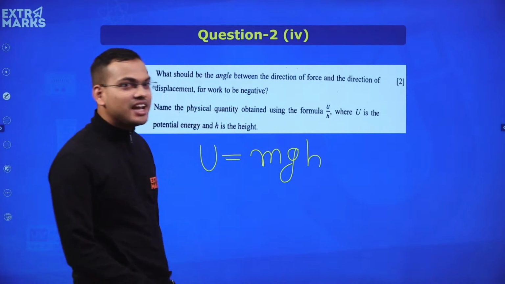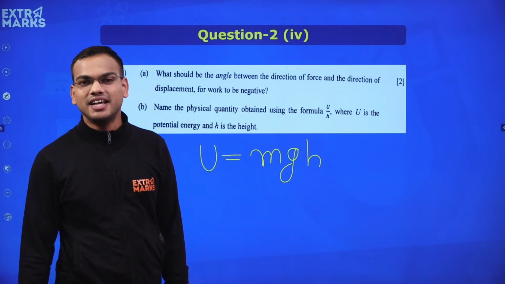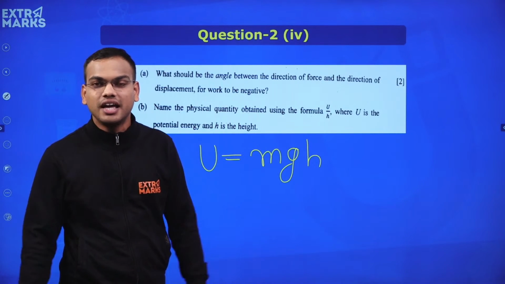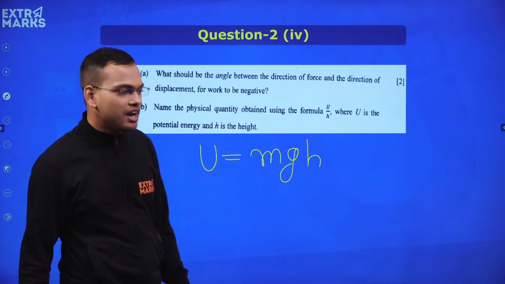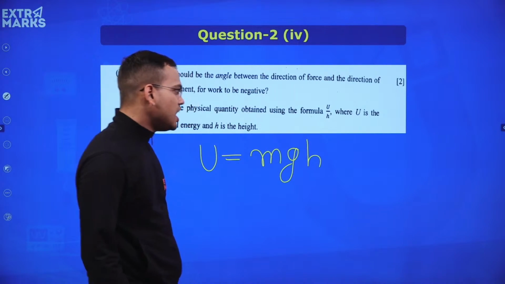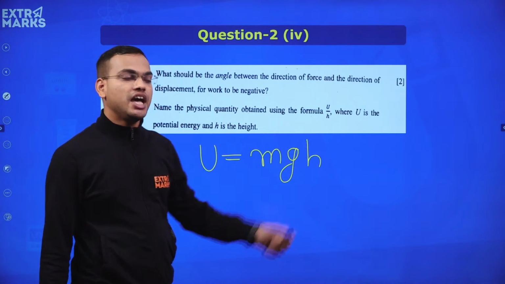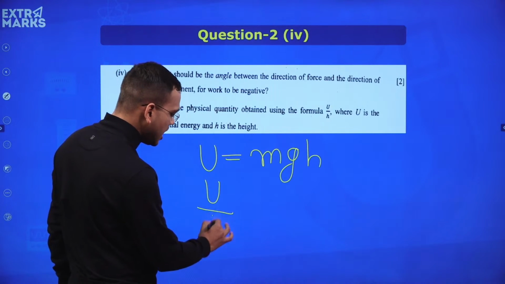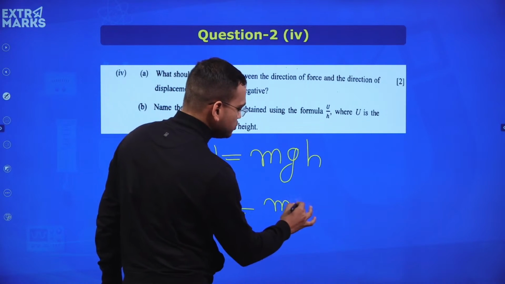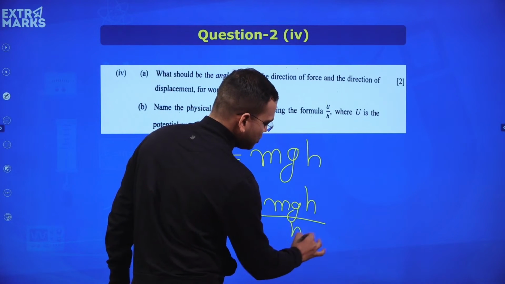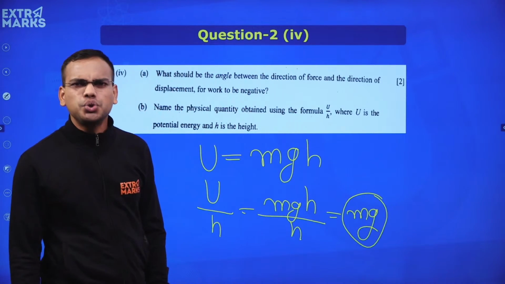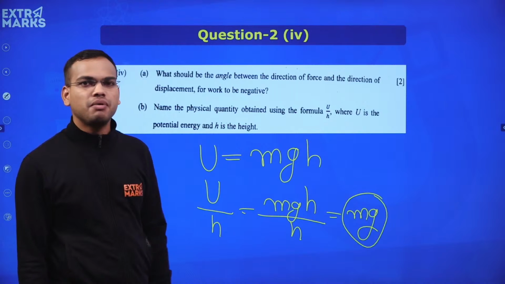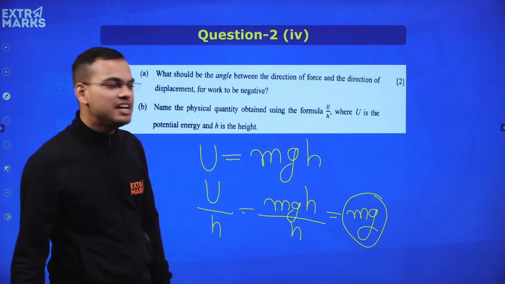mgh. Just like everybody knows the formula for kinetic energy, that is half mv square, everybody should know the formula of potential energy, that is mgh, right? So this is mgh. Now if you divide it by h, U by h, mgh by h, that is mg. M into g, mass multiplied by acceleration due to gravity.